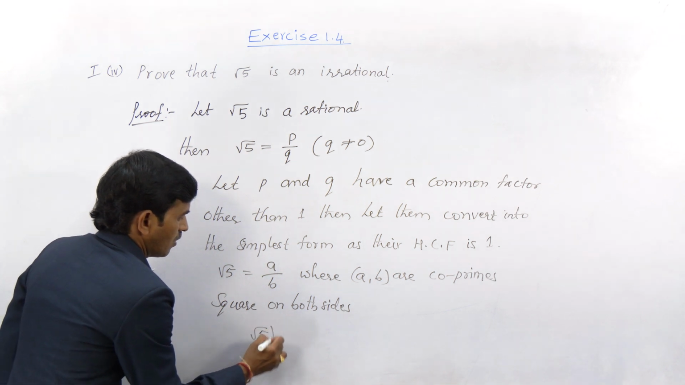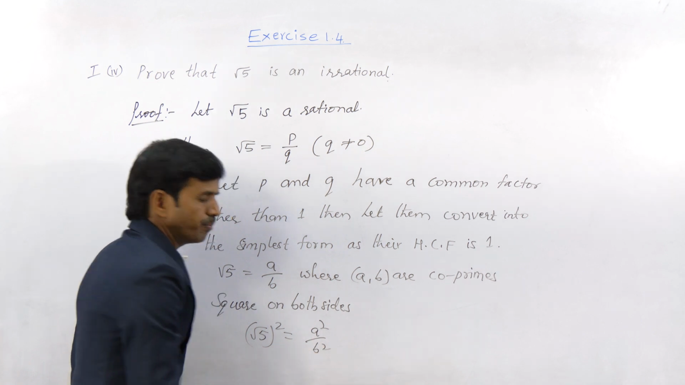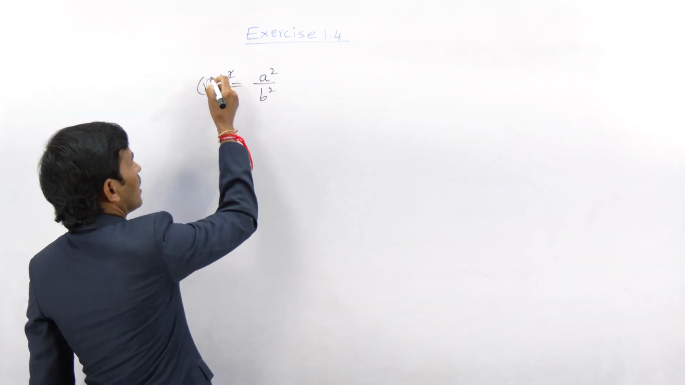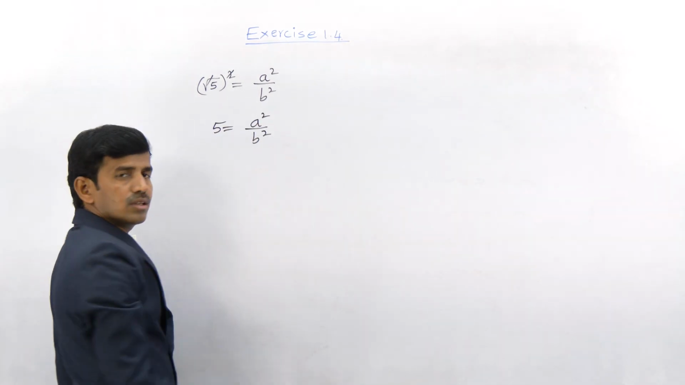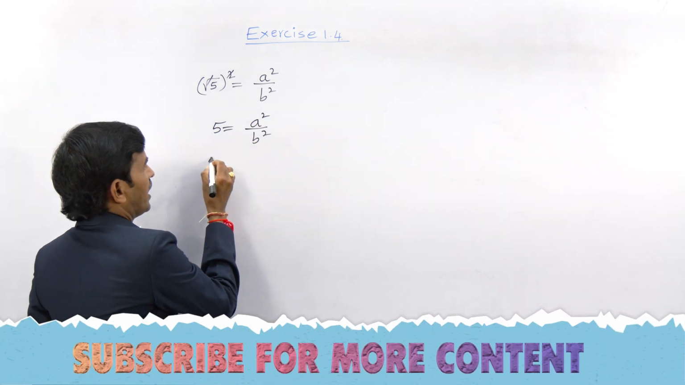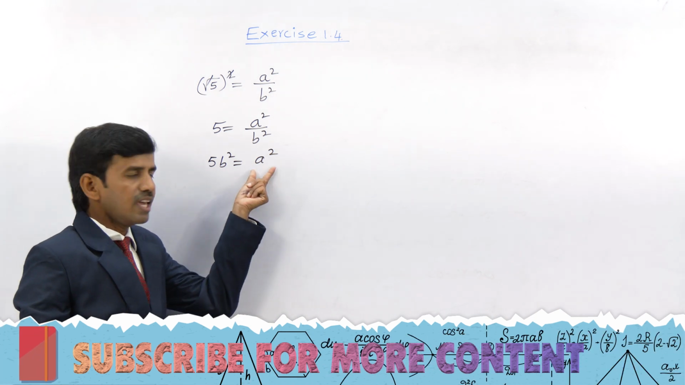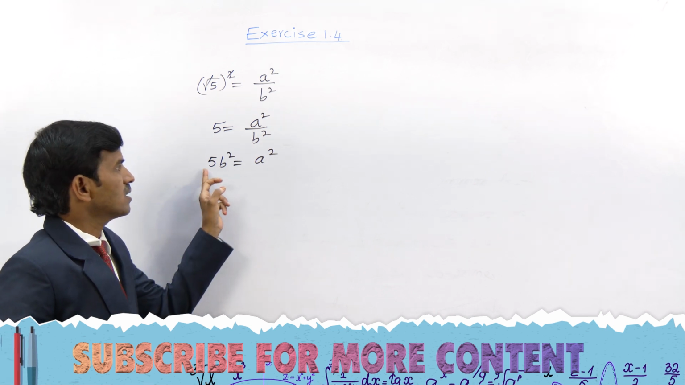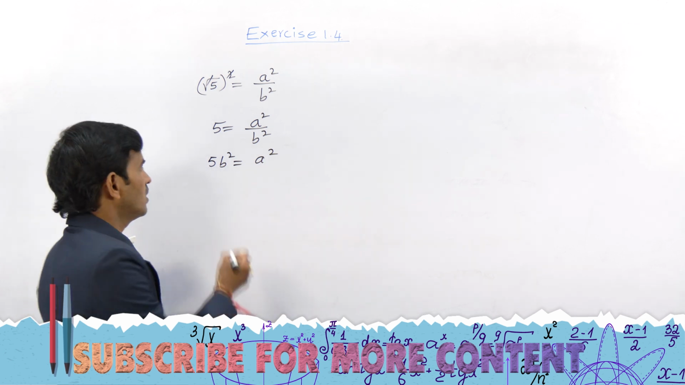So root 5 whole square is equal to a square by b square. As we squared on both sides, square and root get cancelled. Then 5 is equal to a square by b square. When b square is transferred towards LHS, then 5 times b square is equal to a square. Now you can observe that this a square is written as a product of two numbers. Hence 5 is a factor of a square as well as b square.